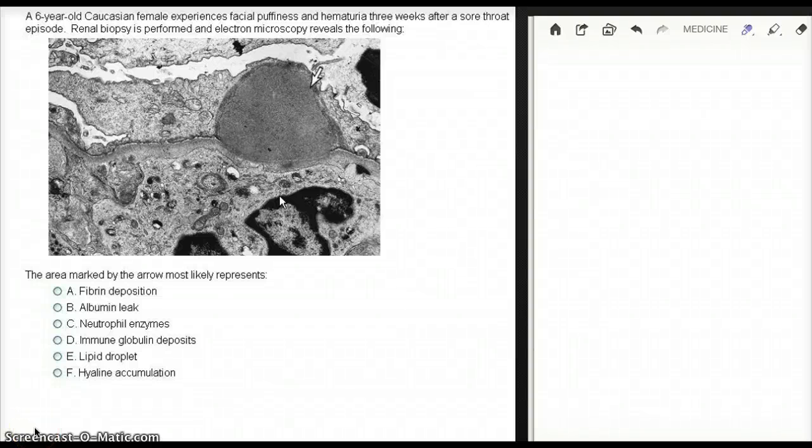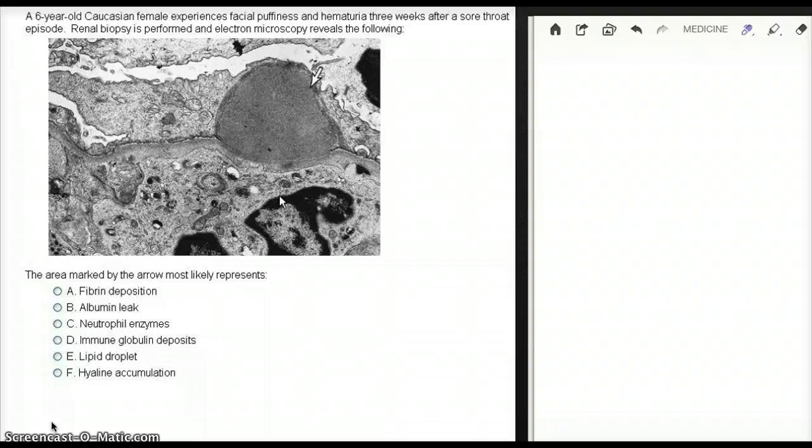This video deals with a 6-year-old Caucasian female who experiences facial puffiness and diarrhea 3 weeks after a sore throat episode. Renal biopsy is performed and electron microscopy reveals the following. The area marked by the arrow most likely represents which of the following?